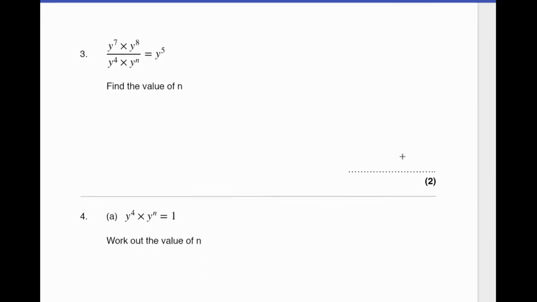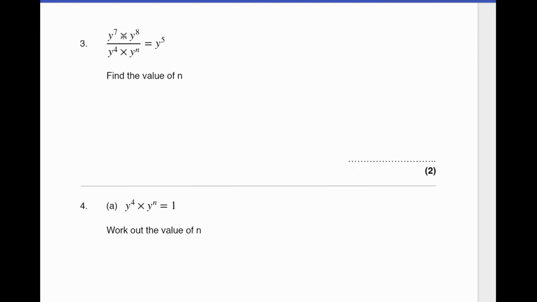Let's keep going, guys. We're in a flow. So same thing again, just applying our laws of indices. So y to the power of 7 times y to the power of 8 is y to the power of 15, just adding those powers. y to the power of 4 times y to the power of n is y to the power of 4 plus n, and that is equal to y to the power of 5.